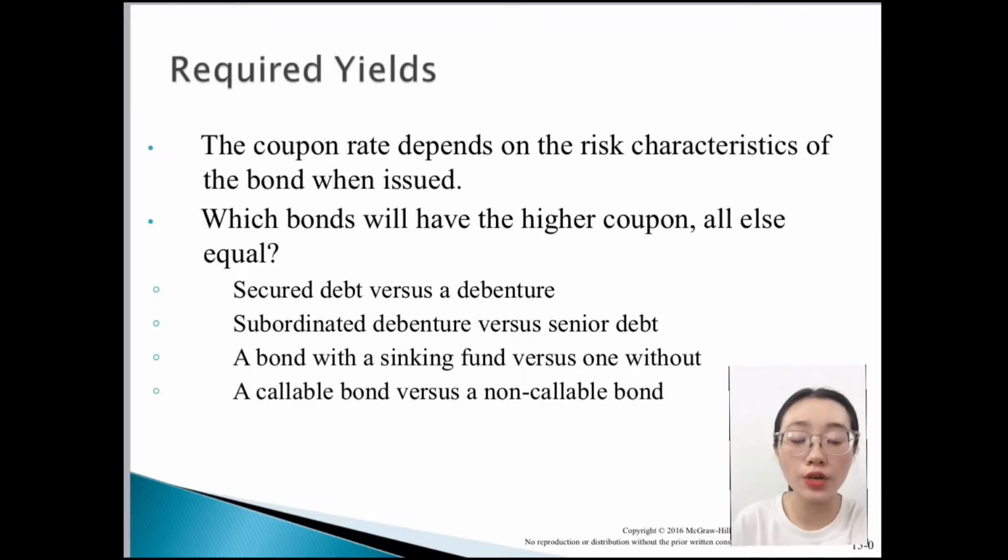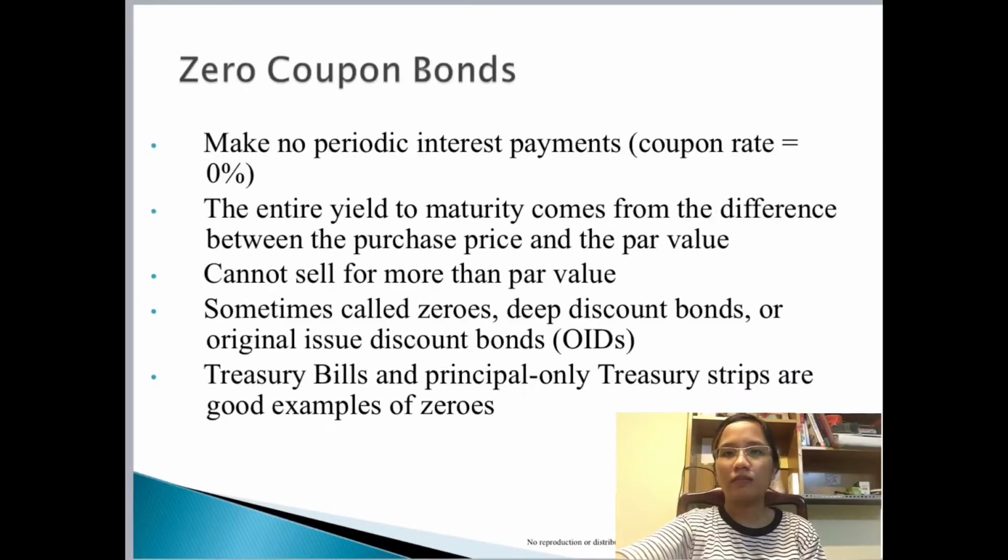Bond rates depend on the risk characteristics of the bond when issued, and which bond will have the higher coupon. We will consider secured debt versus debentures, and subordinated debentures versus senior debt. The next thing is the bond with a sinking fund versus one without, and the callable bond versus the non-callable bond.